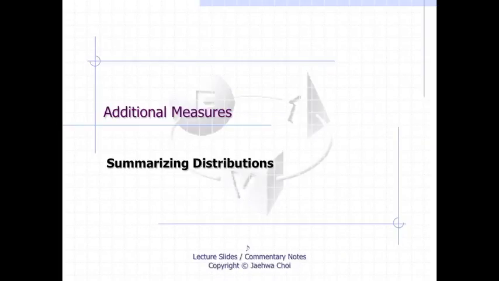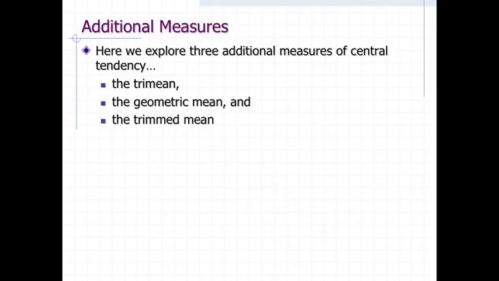Additional measures. Now that you're comfortable with the mean, median, and mode, let's explore 3 different measures of central tendency: the trimean, the geometric mean, and the trimmed mean. Although these measures are not as frequently used as the mean, median, and mode, they are still important and should probably be used more than they are.